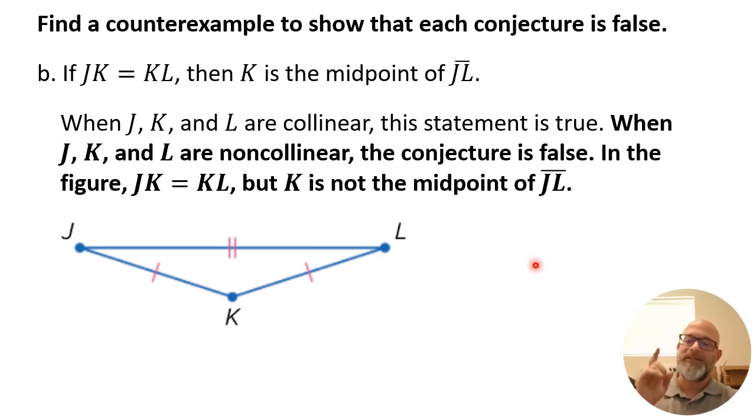So as long as you allow yourself to be an R2, you can easily come up with a counterexample. Interesting, right? Sometimes you consider R1, sometimes R2, sometimes R3. This is how the book puts it. When J, K, and L are collinear, meaning on the same line, the statement's going to be true, like I showed you with this pen. But when J, K, and L are non-collinear, not on the same line, in R2, then the conjecture is false. As you can see right here, JK is congruent to KL, but K is not the midpoint of JL. This is the midpoint of JL.